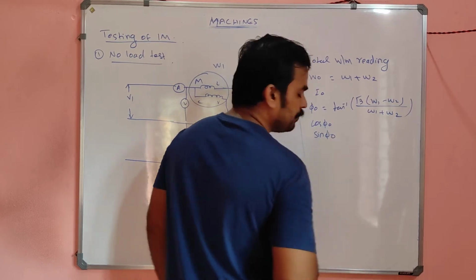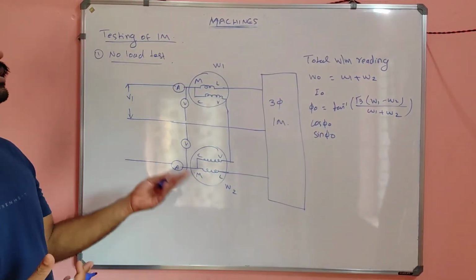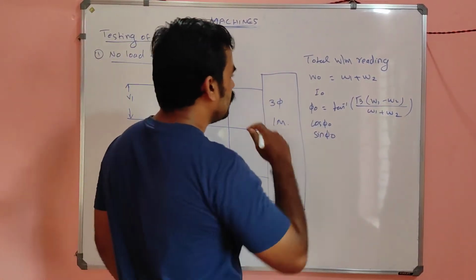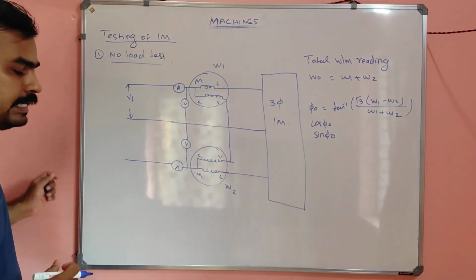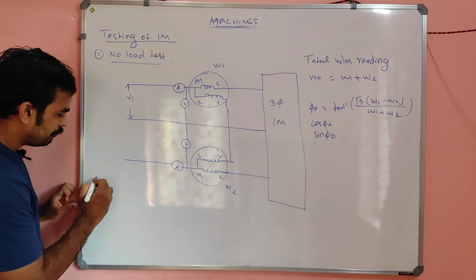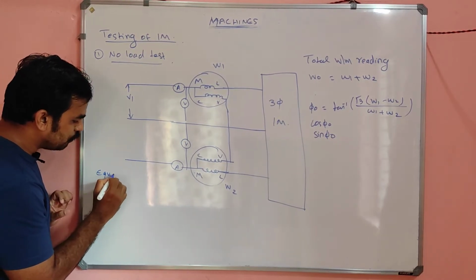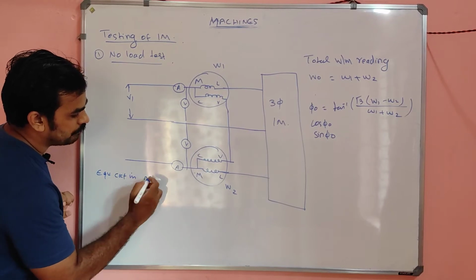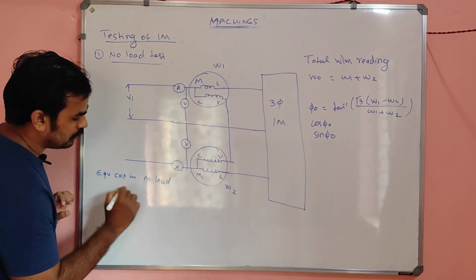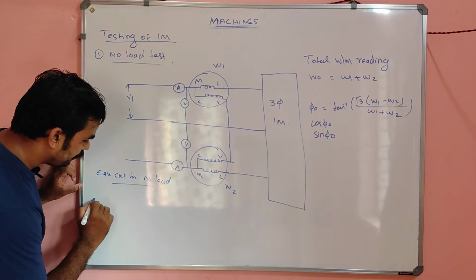Sin phi 0. If you know phi 0, you can find cos phi 0 and sin phi 0. Then what is the equivalent circuit? What is the equivalent circuit in the transformer in no load condition? I will draw that. Equivalent circuit in no load condition.